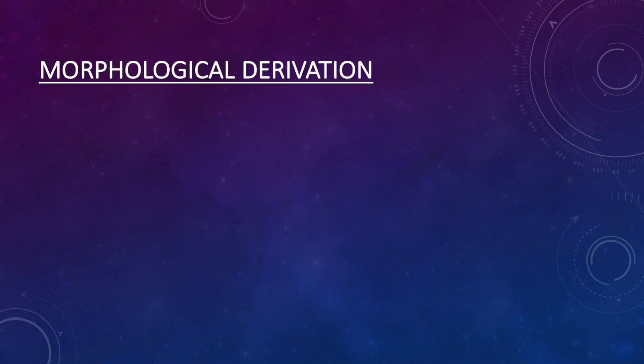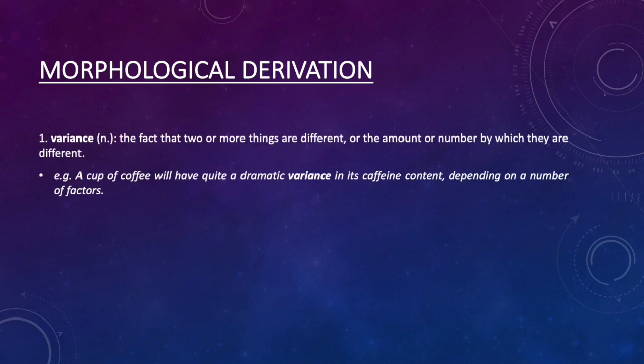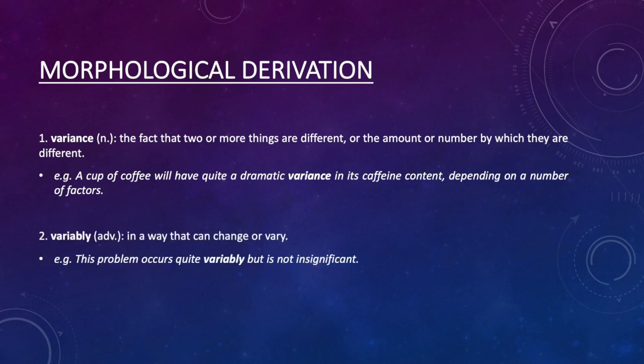Let's look at the morphological derivation of the word variable. The first one is variance. It's a noun and it means the fact that two or more things are different, or the amount or number by which they are different. Second one is variably. It's an adverb and it means in a way that can change or vary.